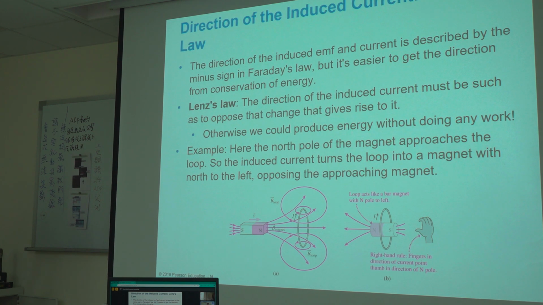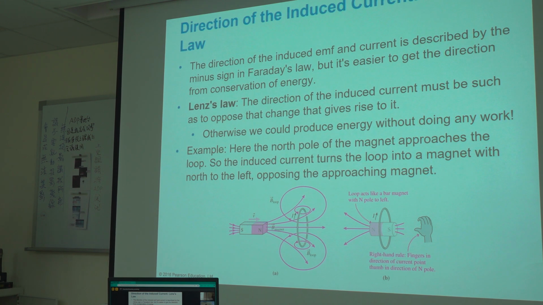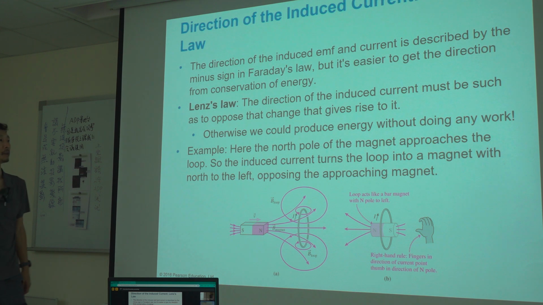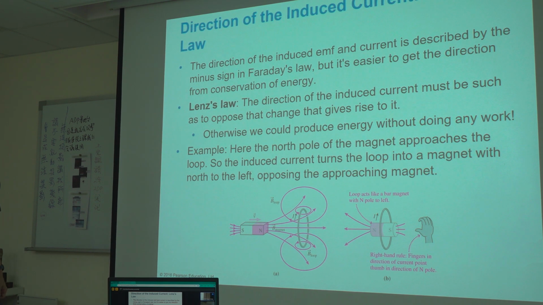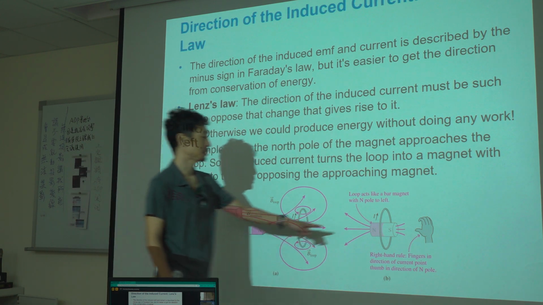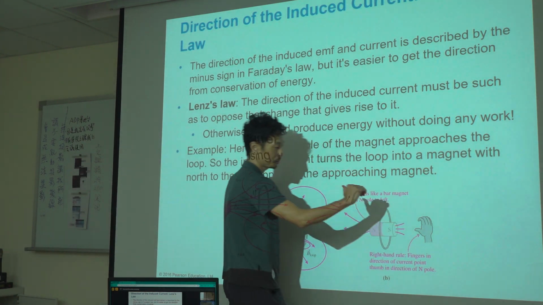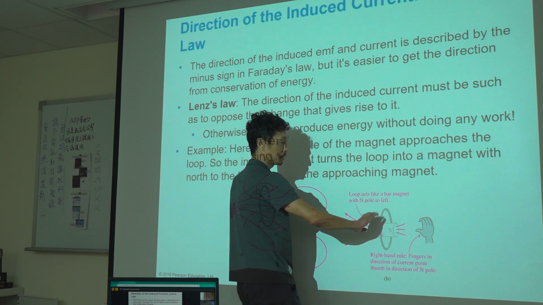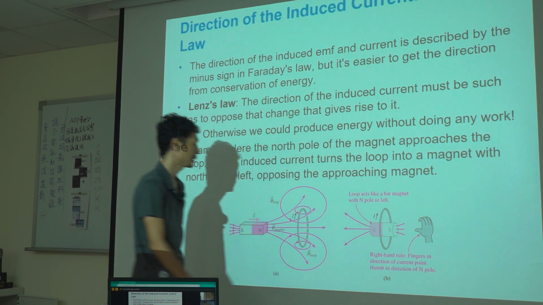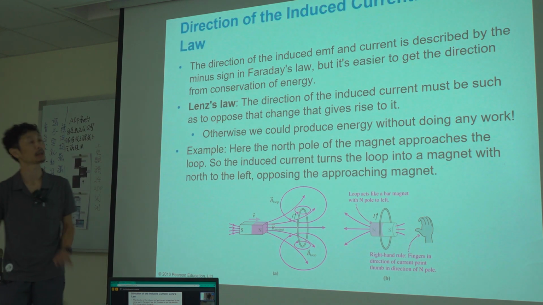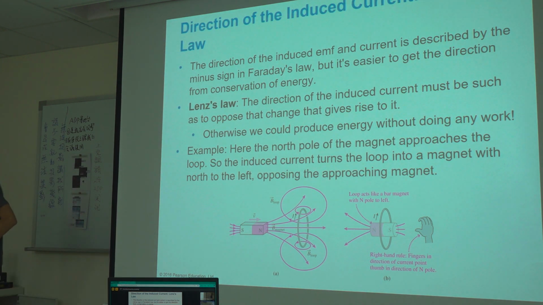Nothing difficult, right? And for direction, you use this right thumb again. So say the magnetic field is increasing this way. You use the right hand, and then these 4 fingers point in the direction the current is going. Okay, that's called Lenz's law.